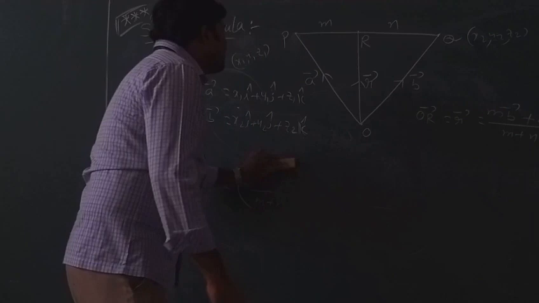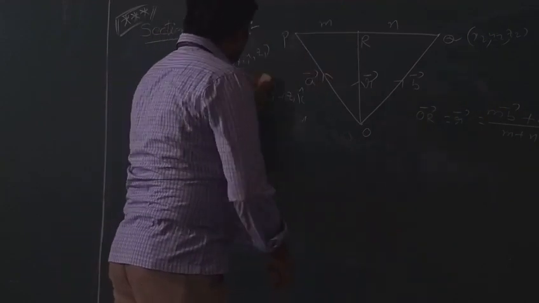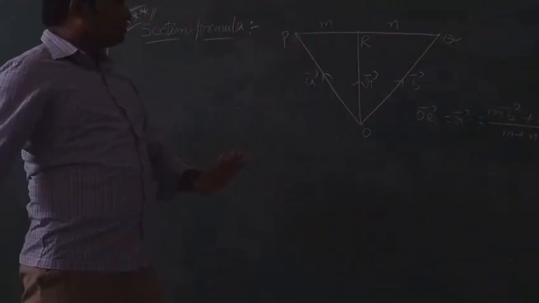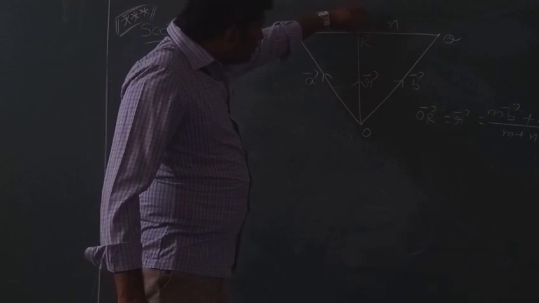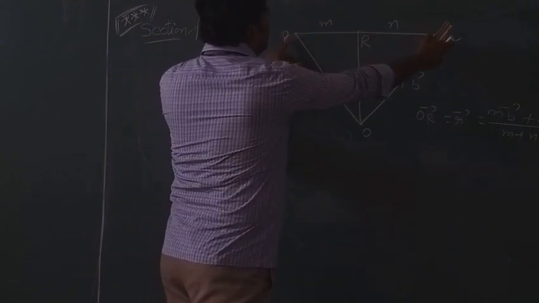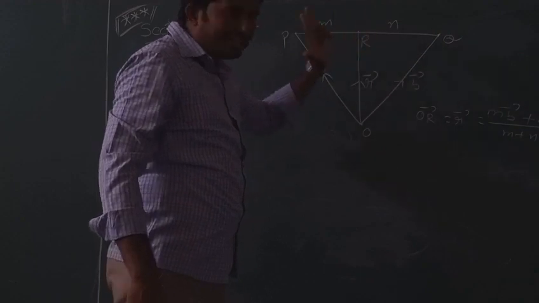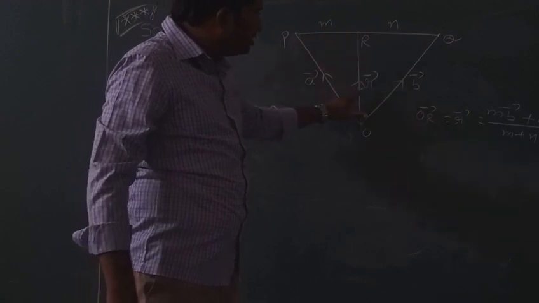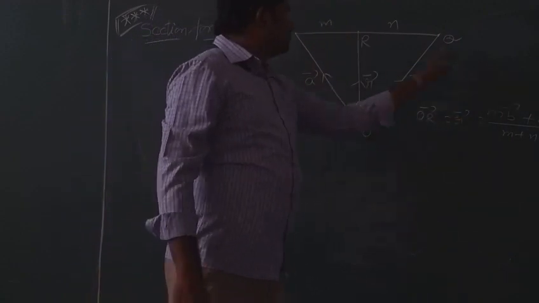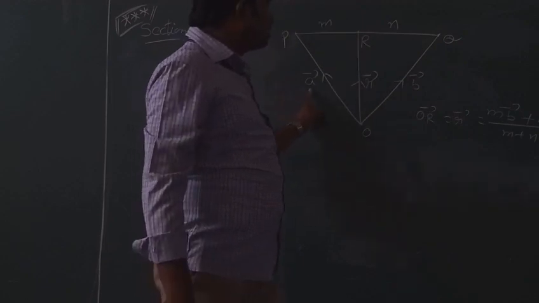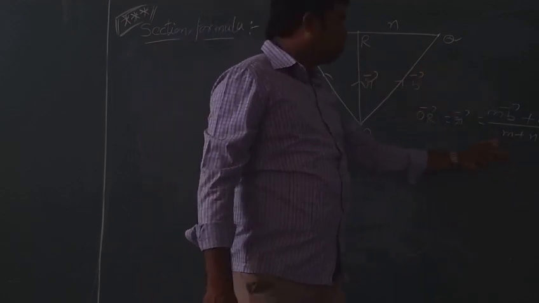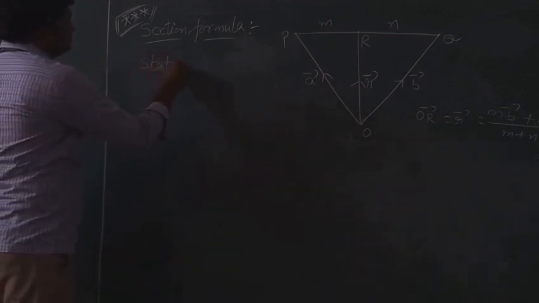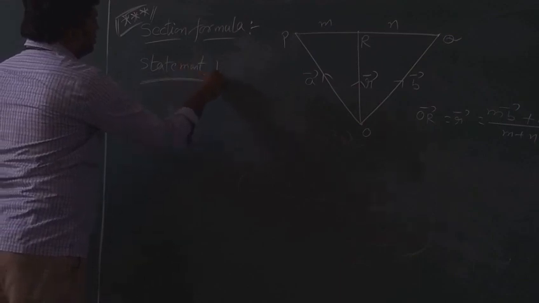Because the topic is vector algebra, but points are not given. What is the statement? If the point R divides the line segment joining P and Q in the ratio m is to n internally, then the position vector of the point R, R bar, is equal to m into B bar plus n into A bar by m plus n. Statement: Section formula.